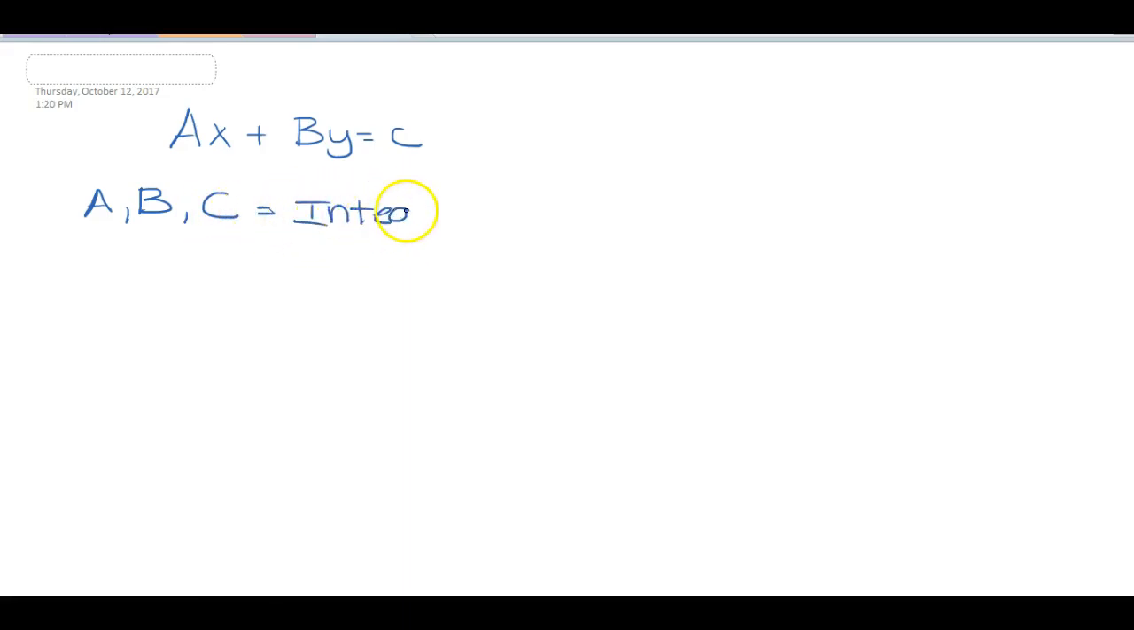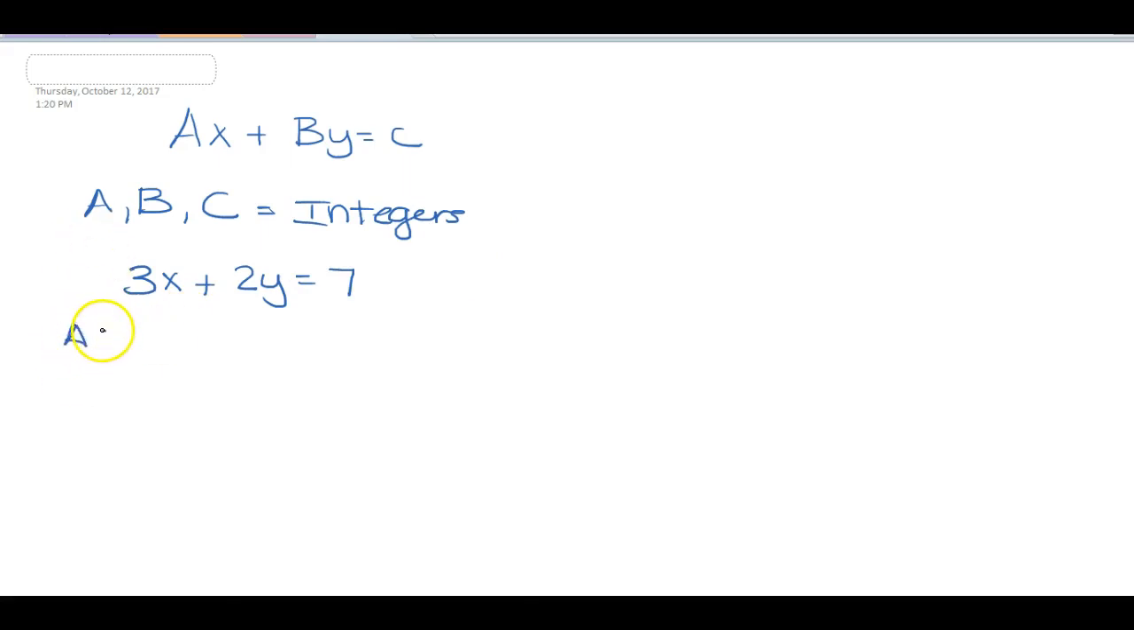Okay, ladies and gentlemen, let's talk about standard form. Standard form is going to be A times X plus B times Y equals C. In this particular case, A, B, and C all have to be integers, as in they have to be whole numbers. No fractions, no decimals.